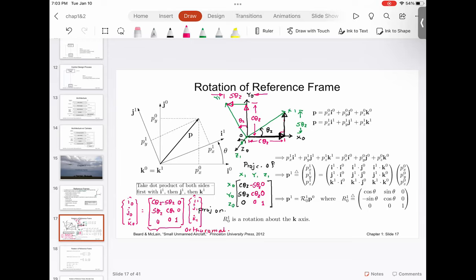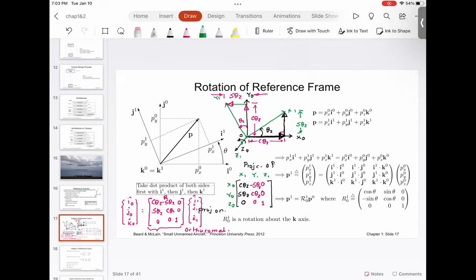And this matrix is giving me what? It is describing the relationship between i naught, j naught, k naught on the left hand side and i1, j1 and k1 on the right hand side. But now if I want to take this matrix on the right hand side to the left hand side, I will have to multiply by the inverse of the rotation matrix on the left side. So what I have here is this rotation matrix R, and I'm going to write down the vector something like this.